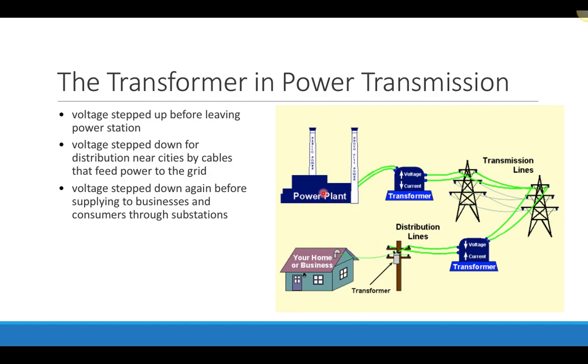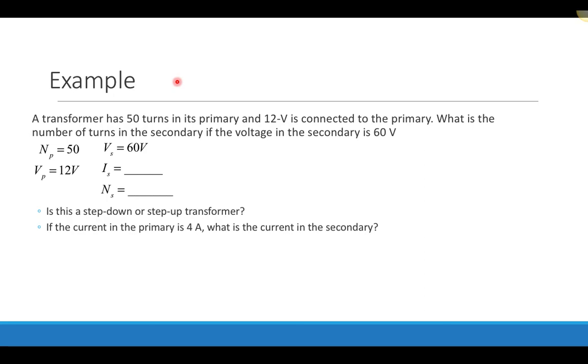Transmitting power for large distances, it's really important that we use AC, because we can use these transformers, we can use this concept of electromagnetic induction. We consider one more example of a transformer. In this particular case, we have different information that's given.